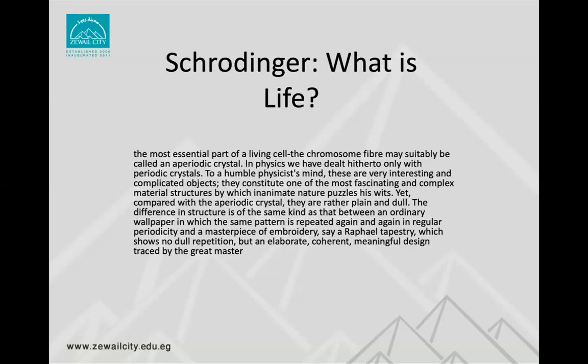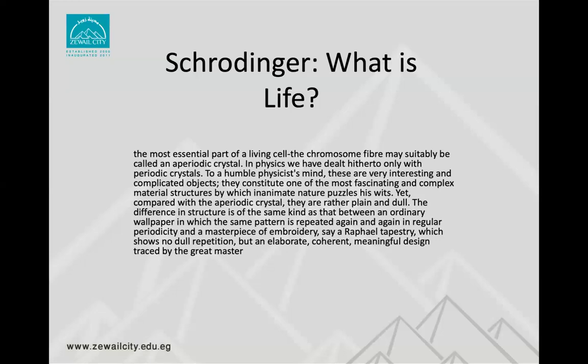So he made this prediction about the genetic material before anyone knew what it was, and it turned out to be very accurate. And it really captures the essence of what it is about biomolecules. We're talking about molecular biophysics today. What it is about the molecules in biology that makes them special from the point of view of the physicist, or at least the physicist of Schrödinger's time. So he says the most essential part of the living cell, the chromosome fiber, may suitably be called an aperiodic crystal.